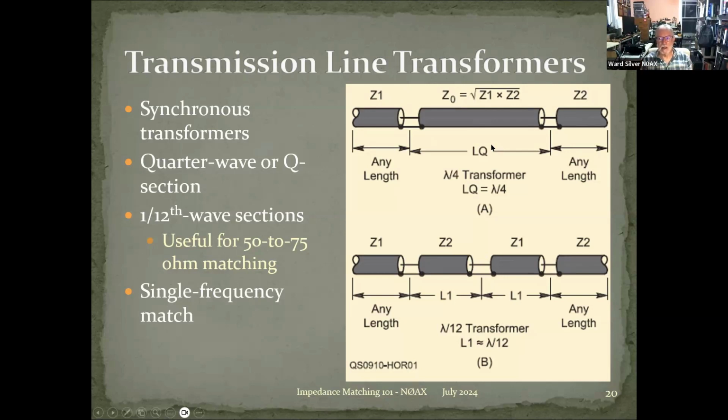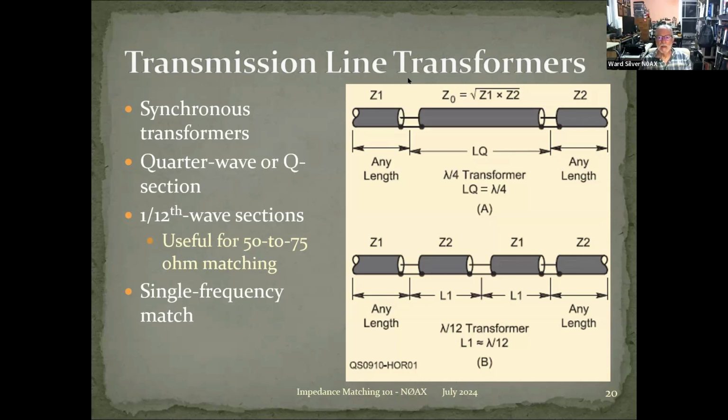It's just like I connected the transmission line to a load. And so what I wind up with is a whole bunch of reflections going back and forth in these transmission lines. And when you add them all up, they partially cancel. And the result is the impedance, which is just the ratio of voltage and current. The impedance is the design impedance that you want. The most common one in ham radio is called a quarter wave or Q section.